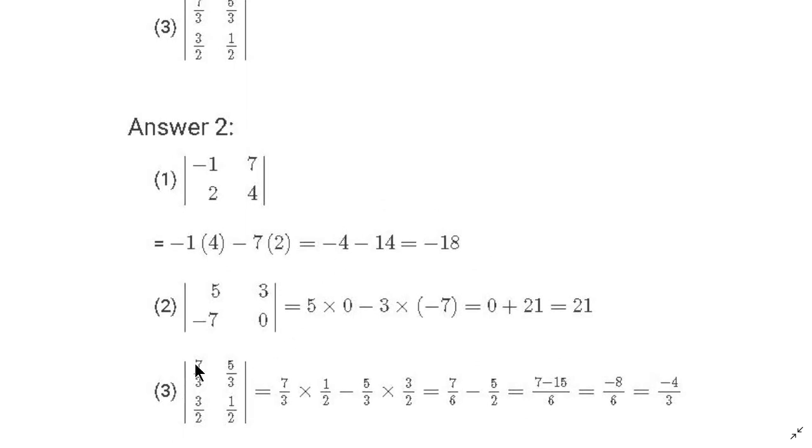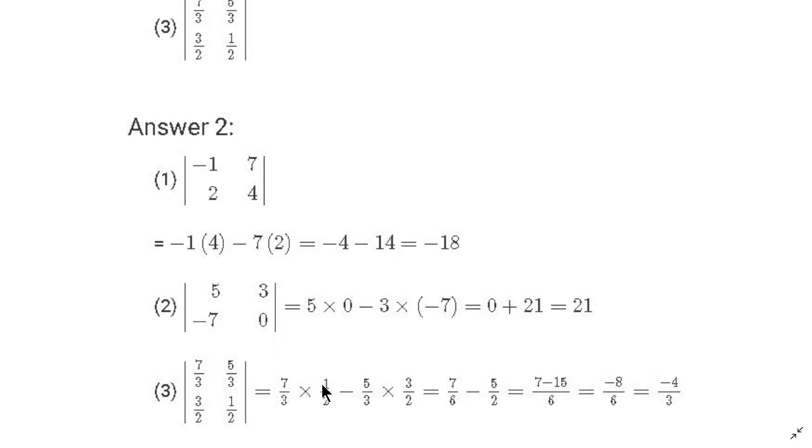Last: 7 by 3, 5 by 3, 3 by 2 and 1 by 2. This is a determinant which contains some fractional values, but the computation is the same. Do the cross multiplication of the fractions: 7 by 3 into 1 by 2. 7 by 3 is the first number, multiplied with the cross component, which is 1 by 2. This will be our first term of subtraction. Minus in subtraction, and the second term is 5 by 3 into 3 by 2.